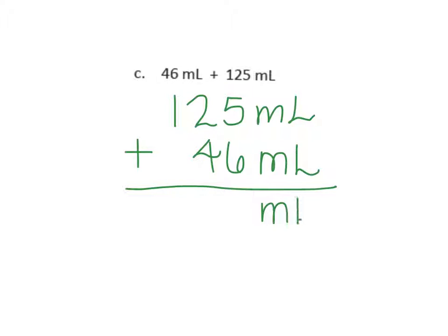So I know that my unit is milliliters. 5 plus 6 is 11. I'm going to write the 1 and carry the 1. 1 plus 2 is 3. 3 plus 4 is 7. 1 plus nothing is 1. My answer is 171 milliliters.